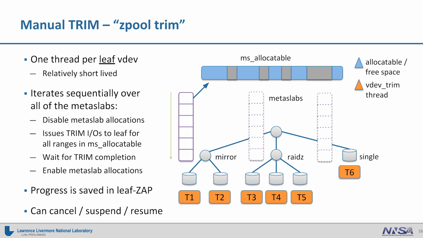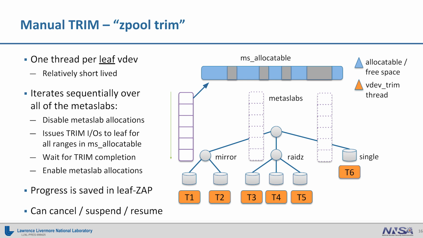It's a little more complicated than this in practice, because you don't necessarily want to dump all of the ranges that would need to be trimmed on the device immediately. So there is some logic in there to rate limit things and make sure only so many trims are outstanding at any given time. But you issue them all and you wait for them to complete. When it's completed, enable metaslab allocations, and that metaslab has been trimmed, right? So repeat, go to the next metaslab, repeat the process. This is at a high level what happens with the manual trim.